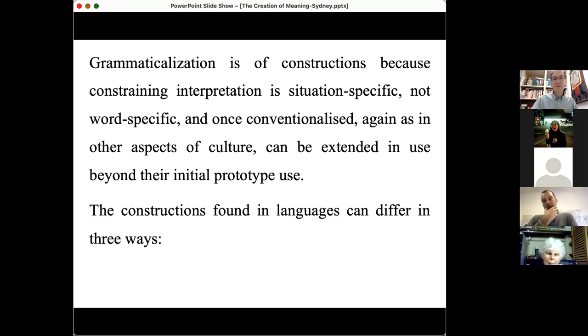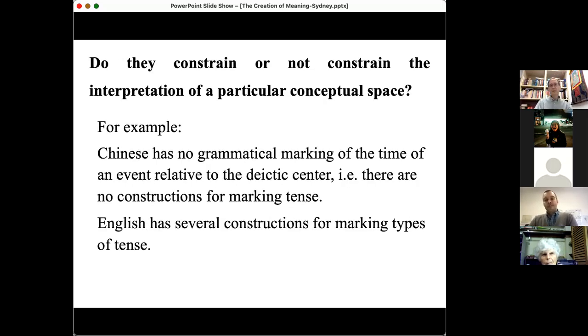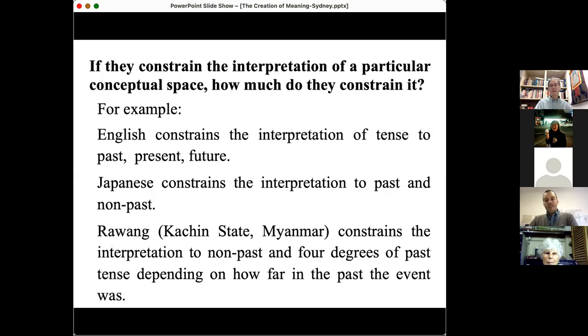Now, the constructions that we find in languages can differ in three ways. Do they constrain or not constrain the interpretation of a particular conceptual space? For example, Chinese has no grammatical marking of the time of an event relative to the deictic center. That is, there are no constructions for marking tense. English has several constructions for marking tense. So there's a difference in whether or not they mark that particular conceptual space or constrain that particular space.